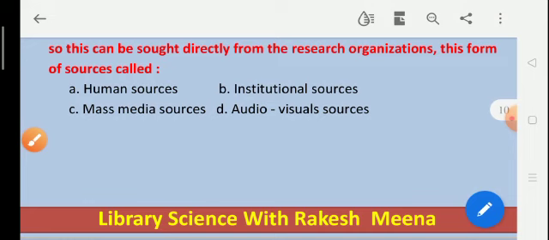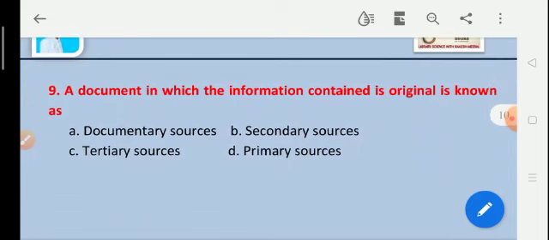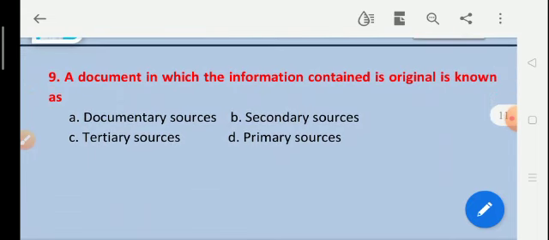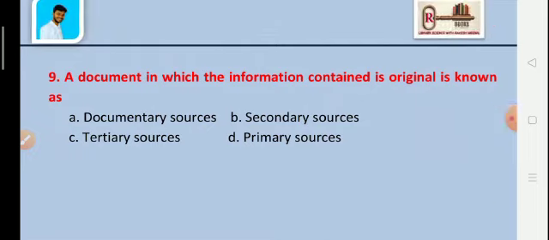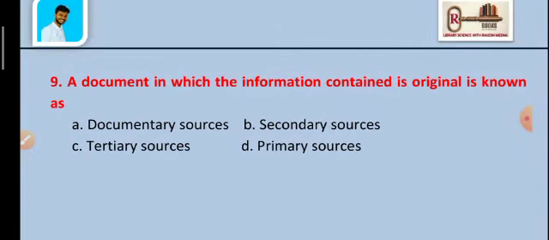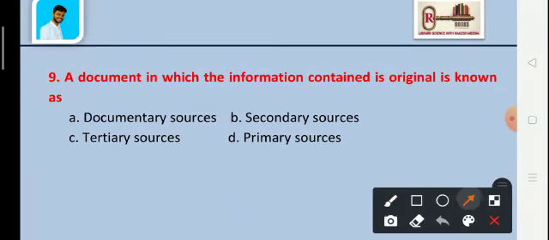Next question is question number 9th. Question number 9th is: a document in which the information contained is original is known as a type of source: documentary sources, secondary sources, tertiary sources and primary sources. The correct answer for that question, guys, option number D. Option number D is denoted by primary sources. Yes, guys, this is the correct answer, option number D.